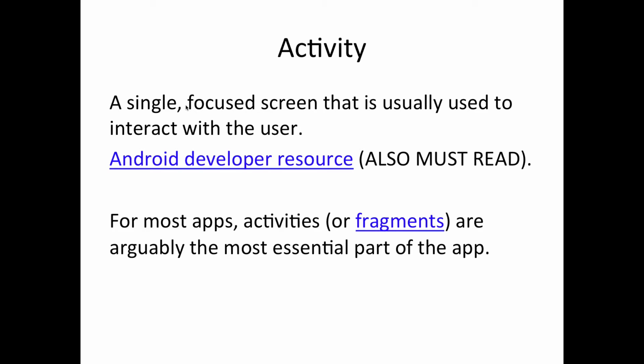Basically, activities and fragments are arguably the most essential part of an app because that's what the user sees and interacts with. All the buttons, all the text, all the images, where video happens, all of that happens in activities and fragments. So that's where all of the UI happens and how it's defined.